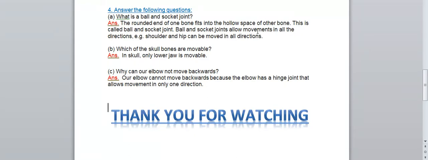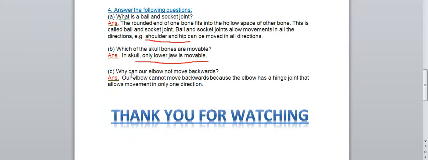Ball and socket joints allow movement in all direction. What is the function of ball and socket joint? They allow movement in all the direction. Example, where is the ball and socket joint? Shoulder and hip can be moved in all directions. The ball and socket joint are present in the shoulder and in hip, because we can move our hip and shoulder in all the direction, right? Second, which of the skull bones are movable? So in skull only lower jaw is movable. Okay, upper jaw can't be moved. It can't move.